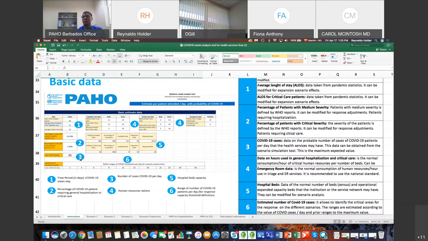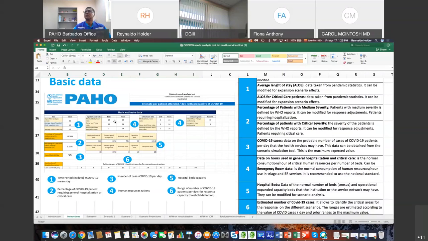Some countries, nurses in intensive care and even in intermediate care may work 12-hour shifts, some work 6-hour shifts, some work 8-hour shifts. So this calculation here is based on hours, and then to actually estimate the number of persons, it would have to be converted based on the protocols or the standards in each country for doctors, nurses, and nursing assistants in intensive care.